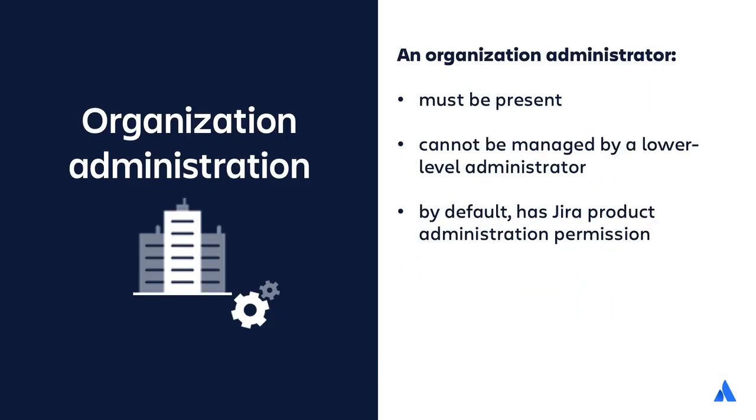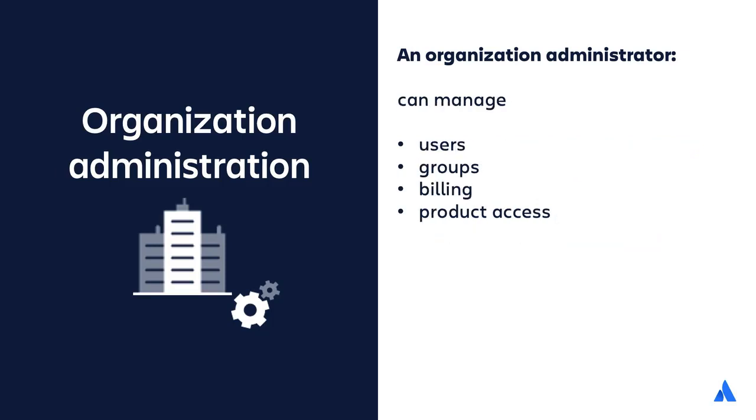Each organization must have at least one administrator. Users who are organization administrators cannot be managed by a user with lower-level administration access. They are automatically granted other administration-level permissions, like Jira product permissions. The organization administrator can manage users in groups, product access, billing, and product access.